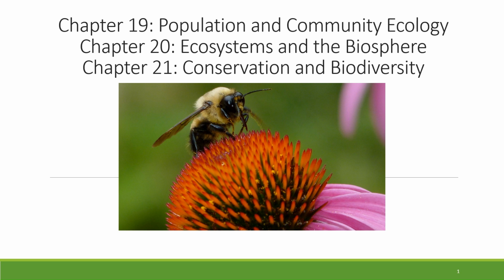This week we are covering a little bit of content that is drawn from the last three chapters of your textbook. Chapter 19, which is population and community ecology, Chapter 20, which is ecosystems in the biosphere, and Chapter 21, which is conservation and biodiversity. We won't be exhaustively covering every single topic in these chapters, but instead picking out some of the most important concepts that cut across these three related areas and choosing to focus just on those.